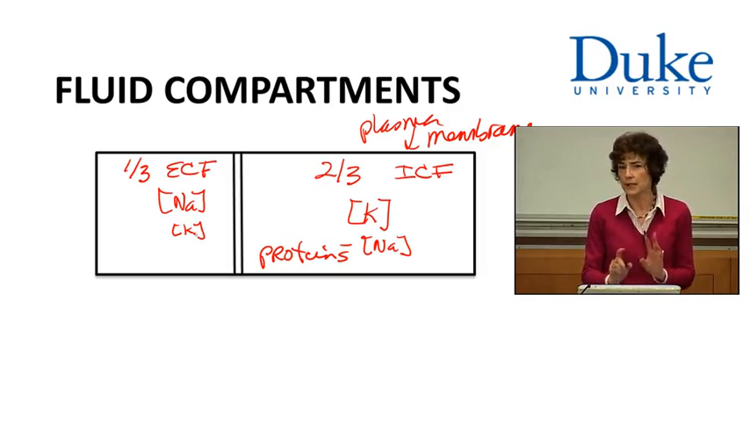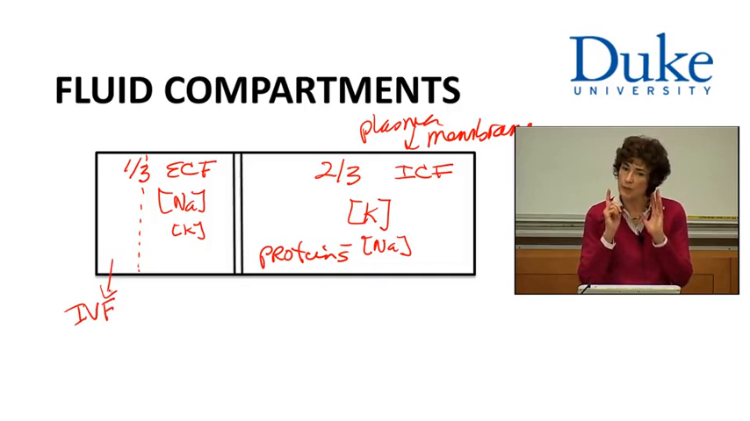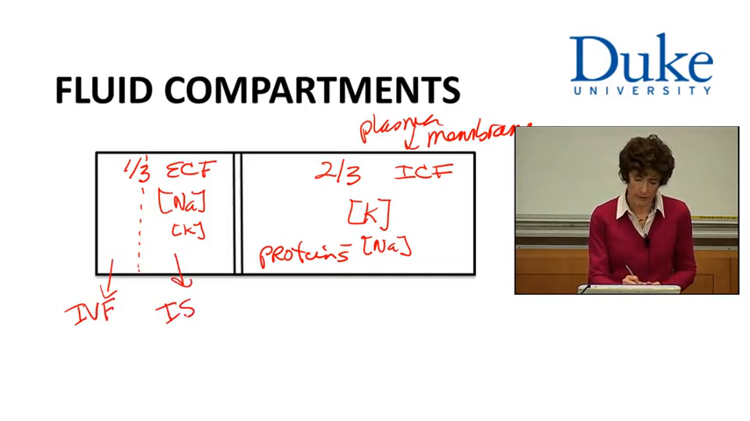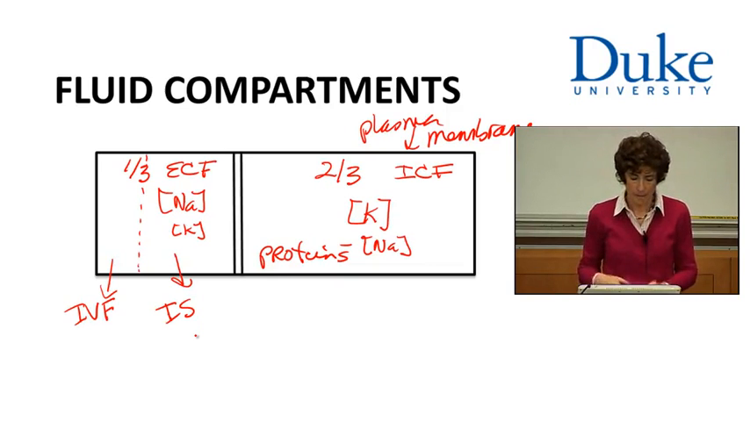The other thing about these two environments is that the extracellular fluid compartment can be divided further into two compartments. One is the intravascular compartment, and that's within all the blood vessels. And the other is this interstitial fluid space. And this interstitial fluid space is that little space that's between the vasculature and the cells themselves. This is usually filled with connective tissue.